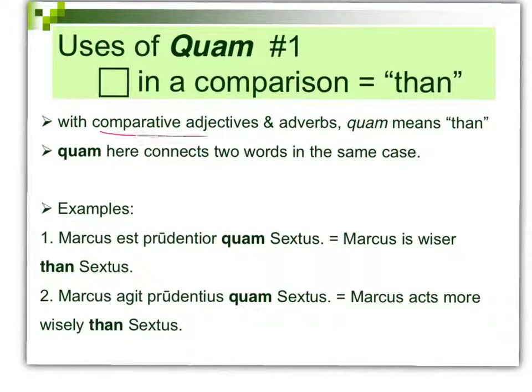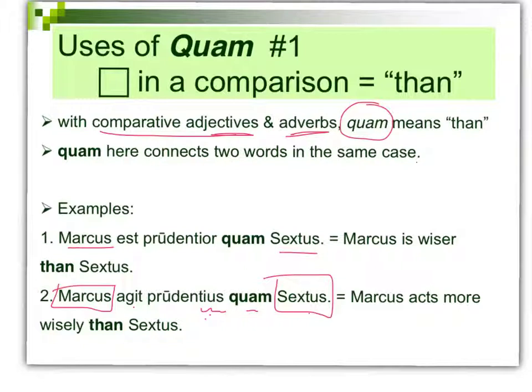So, with comparative adjectives and adverbs, quam is going to mean than. Quam here connects two words in the same case. Marcus est prudentior quam Sextus. Marcus is wiser than Sextus. Notice that Marcus and Sextus are in the same case. In number 2, we have Marcus agit prudentius quam Sextus. This is a comparative adverb. Marcus acts more wisely than Sextus. Again, notice that Marcus and Sextus are in the same case.